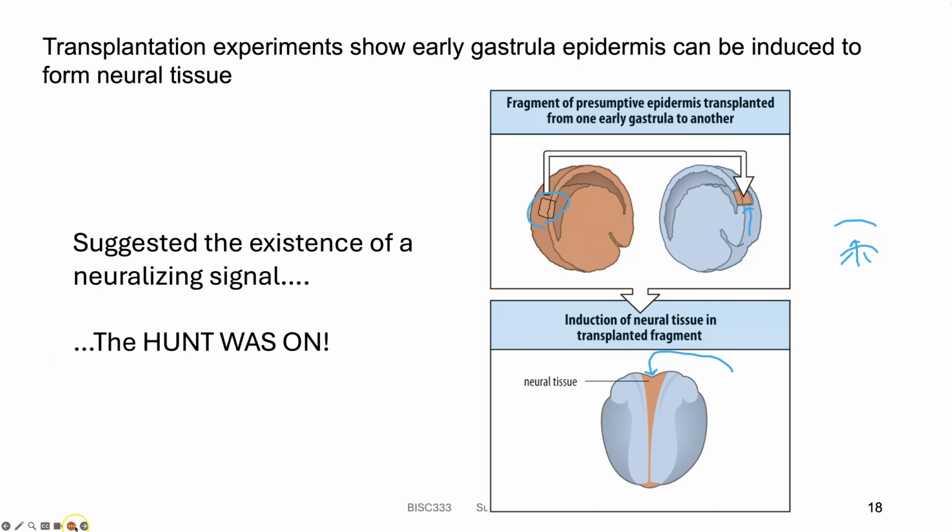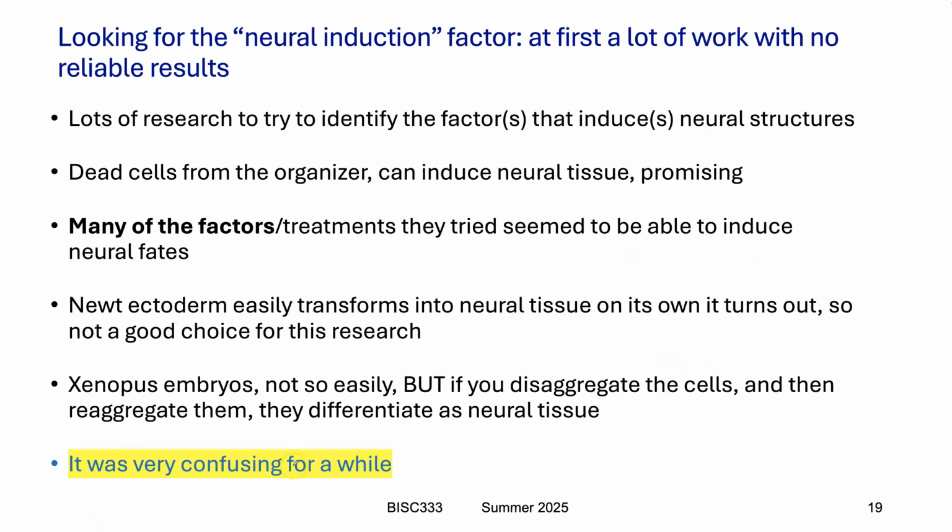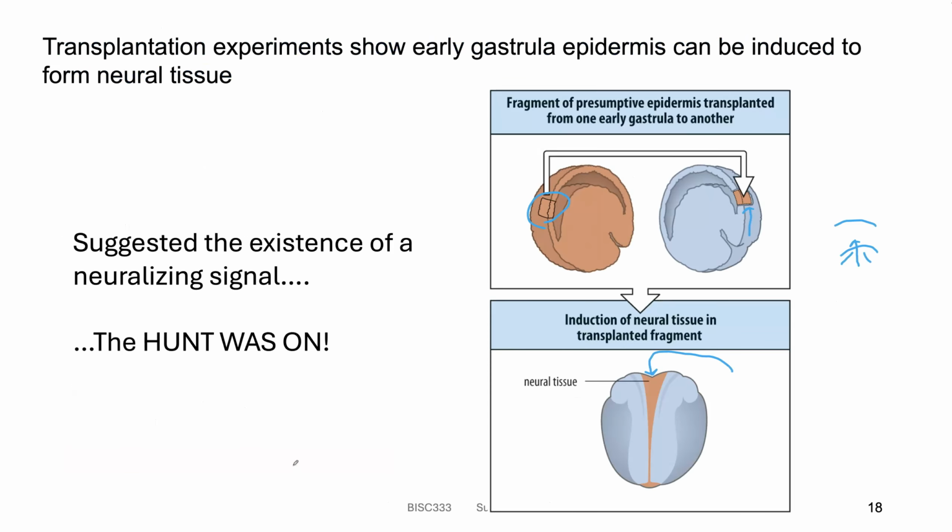So there was a huge search for the neuralizing signal. Okay, and most labs that were studying this were operating under this kind of assumption. So there's a large amount of research where they were trying to identify the factor or factors, because it's complicated.